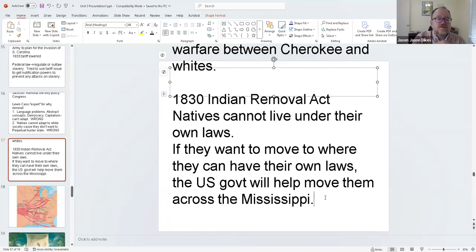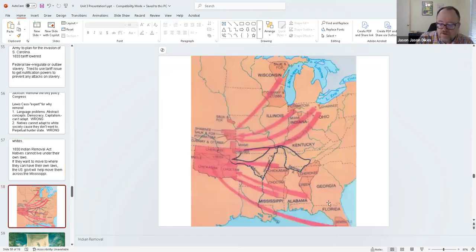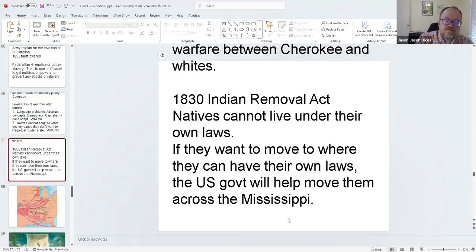Jackson is doing this because he believes that if the natives stay, and it's not just the Cherokee, it's Creek, the Seminole, the Choctaw, the Chickasaw, and a few of these other tribes up here, he honestly believes that if they stay, they will eventually be wiped out by white America.